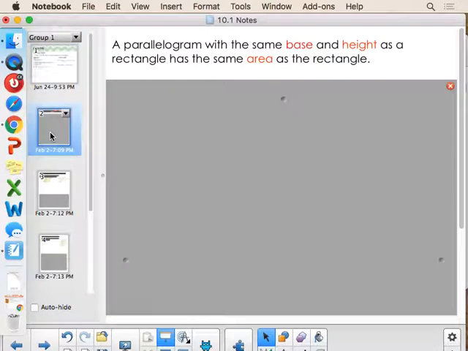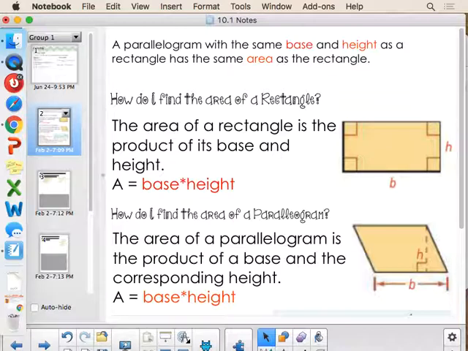Here we go. A parallelogram with the same base and height as a rectangle has the same area as the rectangle. Okay? How do you find the area of a rectangle, you ask? Well, I hope you remember that to find the area of a rectangle, all you got to do is base times height. Okay. So as I said by my definition, if a parallelogram has the same base and the same height measurement as the rectangle, the area is going to be the same.